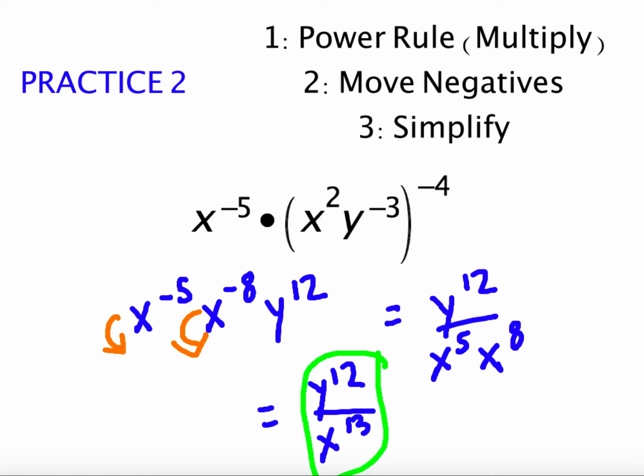Final answer, y to the 12th divided by x to the 13th. So what did I do here? To start with, I just keep my x to the negative 5th, and then I'm multiplying that by x squared raised to the negative 4, which is x to the negative 8, and then y to the negative 3 raised to the negative 4, which is y to the 12th. The x to the negative 5th and the x to the negative 8, I'm moving down to the denominator. Final answer, y to the 12th divided by x to the 13th.